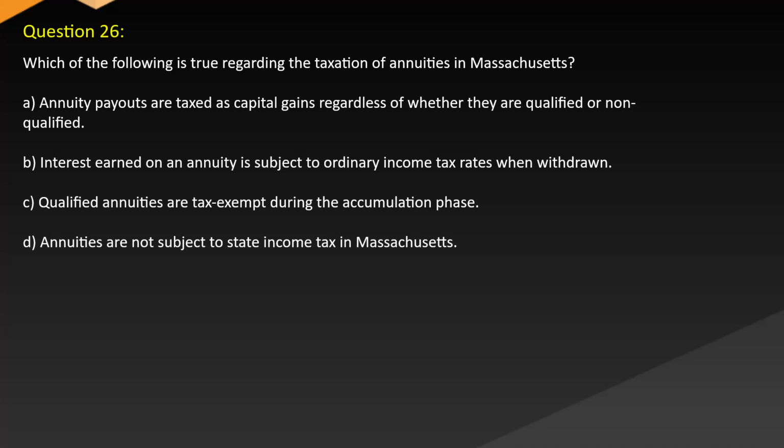Which of the following is true regarding the taxation of annuities in Massachusetts? A. Annuity payouts are taxed as capital gains regardless of whether they are qualified or non-qualified. B. Interest earned on an annuity is subject to ordinary income tax rates when withdrawn. C. Qualified annuities are tax exempt during the accumulation phase. D. Annuities are not subject to state income tax in Massachusetts.